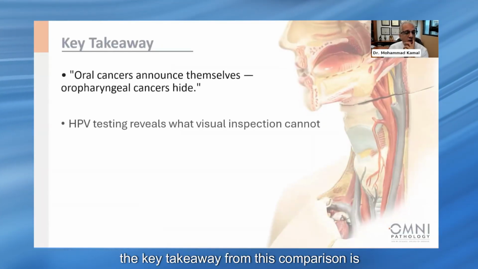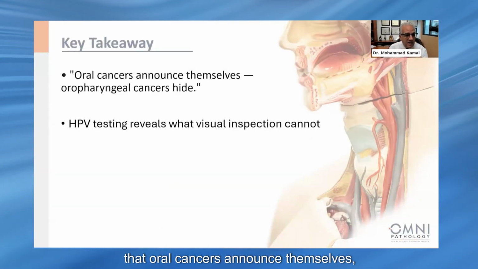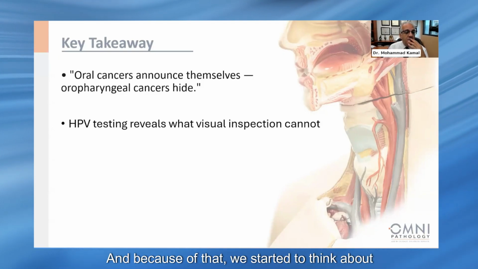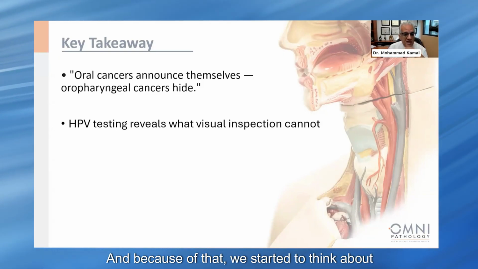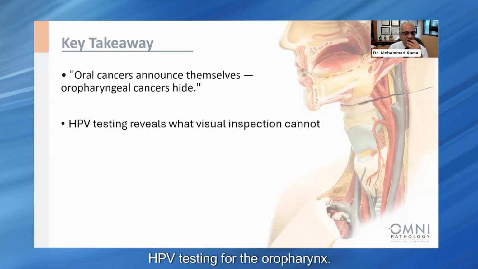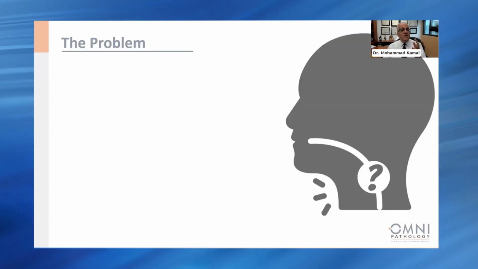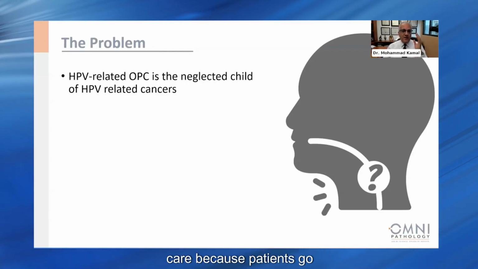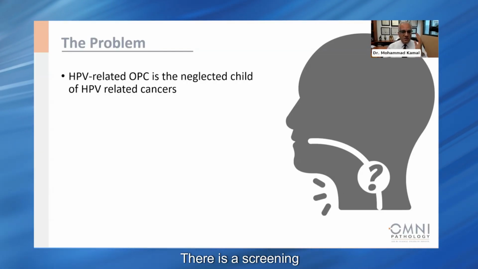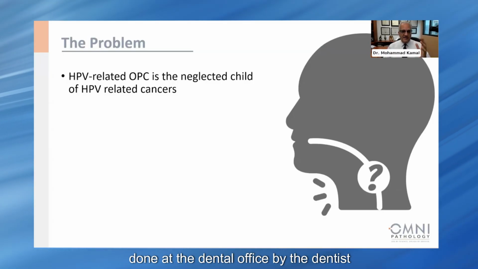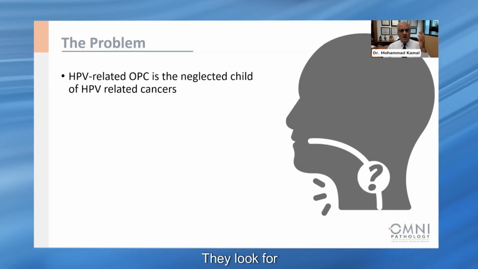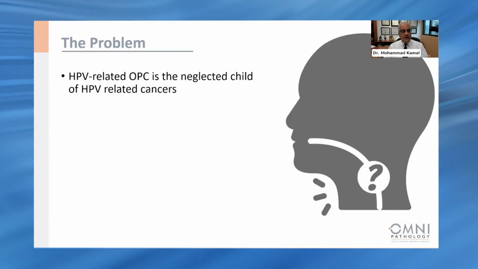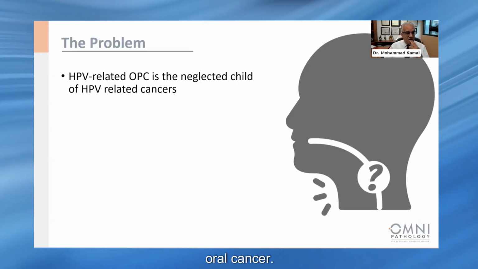So the key takeaway from this comparison is that oral cancers announce themselves, but oropharyngeal cancers tend to hide. And because of that, we started to think about HPV testing for the oropharynx. We noticed that oral cancer has care because patients go to the dentist. There is a screening done at the dental office by the dentist and dental hygienist. They look for oral cancer. The American Dental Association has recommendations on screening for oral cancer.